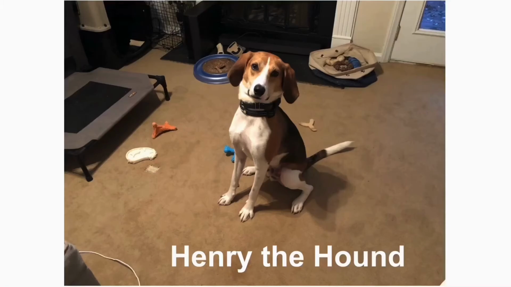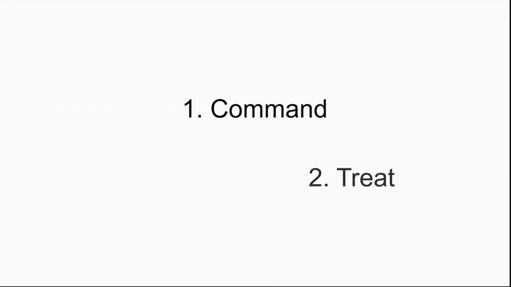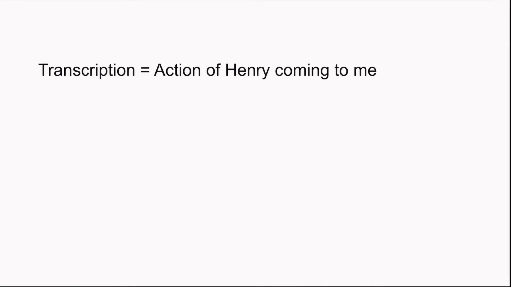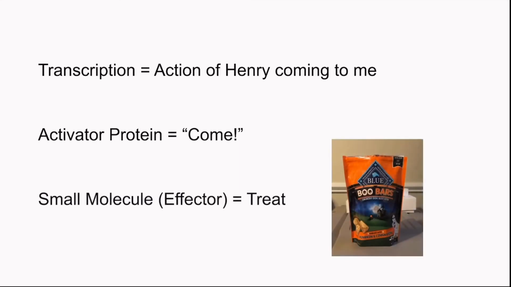In this positive inducible analogy, we will be using my stubborn hound, Henry. He is a very good boy, but does not listen to commands unless he is given a treat. Two things are required in order for Henry to come to me: a command and a treat. In this analogy, transcription is the action of Henry coming to me. The activator protein is the command come, and the small molecule or effector is a treat.